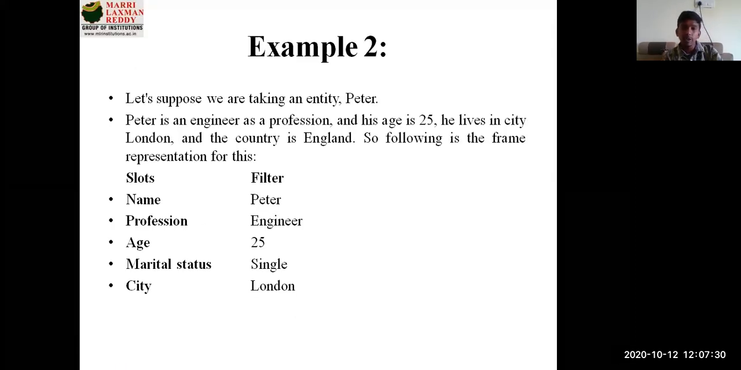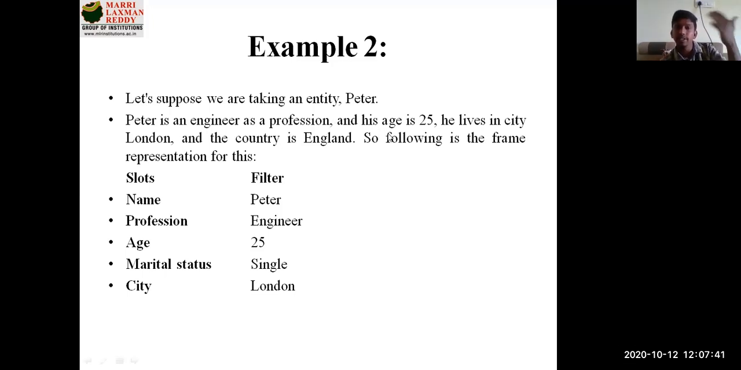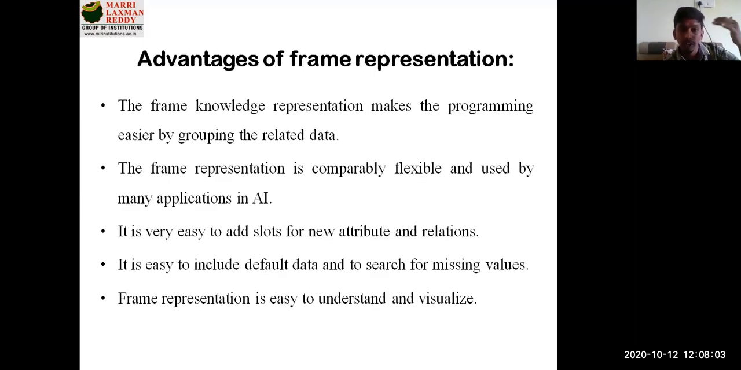So let's take another example with respect to some statements, like a paragraph here: Peter is an engineer by profession, and his age is 25. He lives in a city called London, and the country is England. Likewise, you are given a sequence of statements, and from that we need to understand the frame representation. We need to understand what is a slot, what is a filler. According to that, we need to input some knowledge to your knowledge representation system. Okay, this is about your frame representation. The frame representation makes programming easier by grouping the related data.